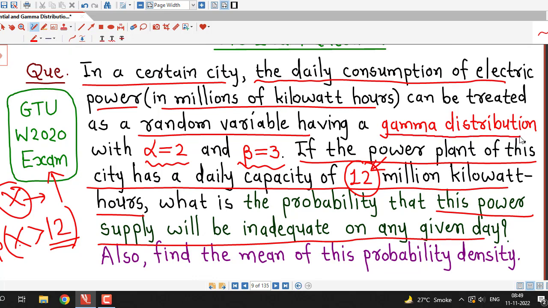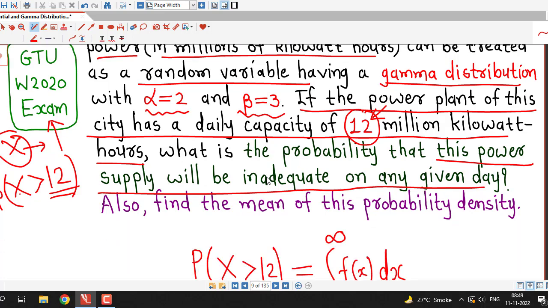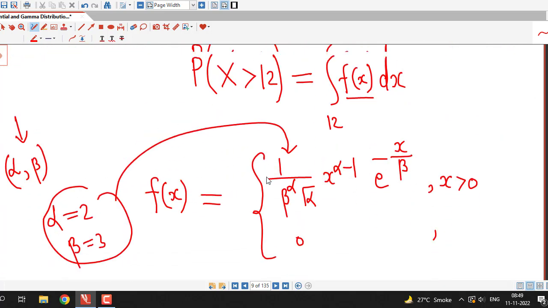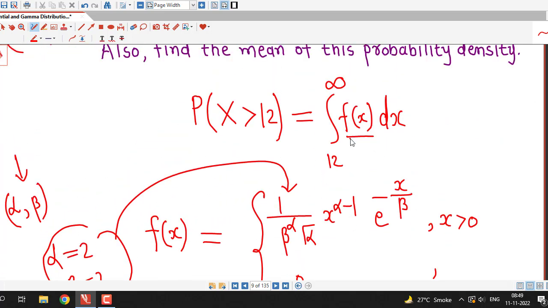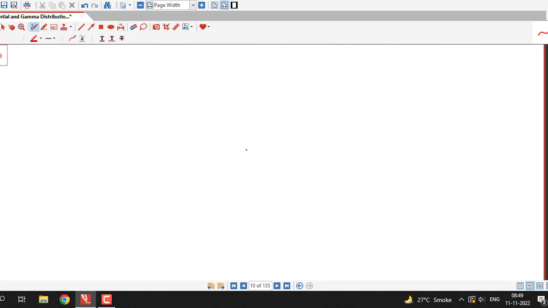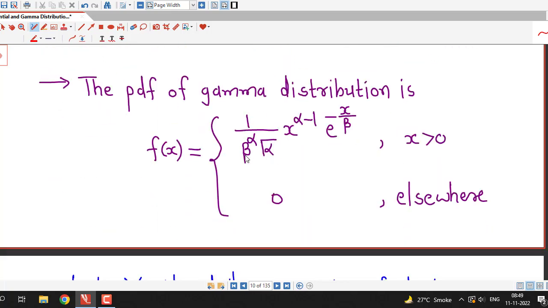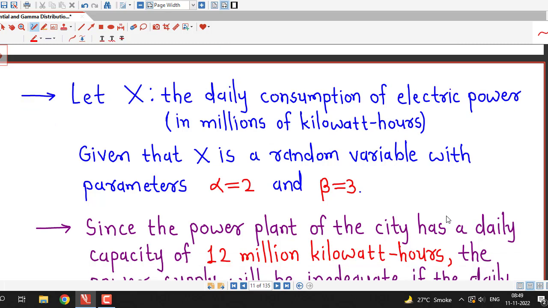Our random variable, the daily consumption in millions of kilowatt hours, is given as a gamma random variable. So we just put the values of alpha and beta in the PDF of the gamma random variable, and then integrate this PDF from 12 to infinity to obtain the required probability. I have written all these things systematically. First, I have written the PDF of the gamma distribution, which we must remember for this problem, and I have started.